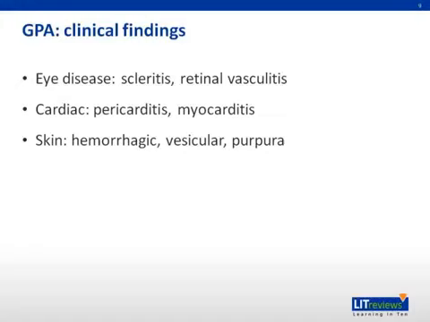Skin is also commonly involved. The rash of GPA is a vasculitic rash, meaning it does not blanch. It can be hemorrhagic and purpuric, or less often vesicular.